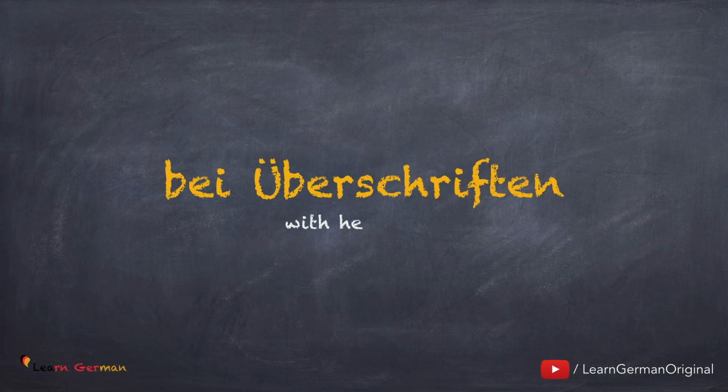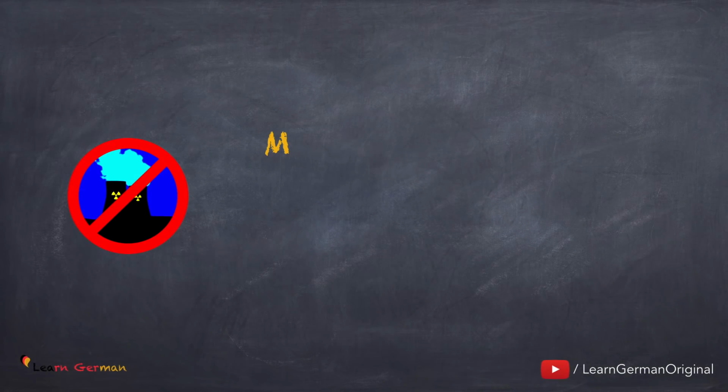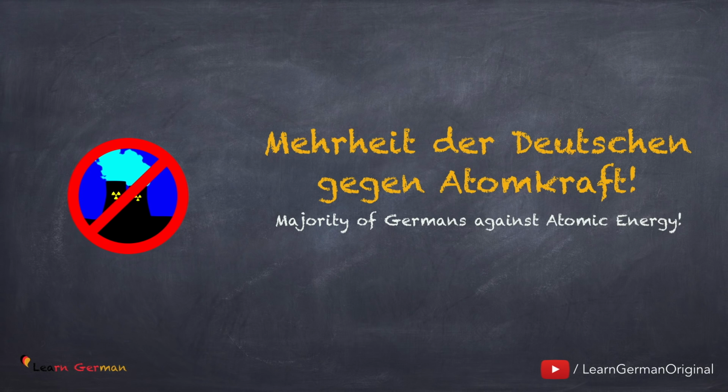The next one says bei Überschriften. For example, Mehrheit der Deutschen gegen Atomkraft. Mostly in headlines and titles of articles, the nouns are used without der, die or das.